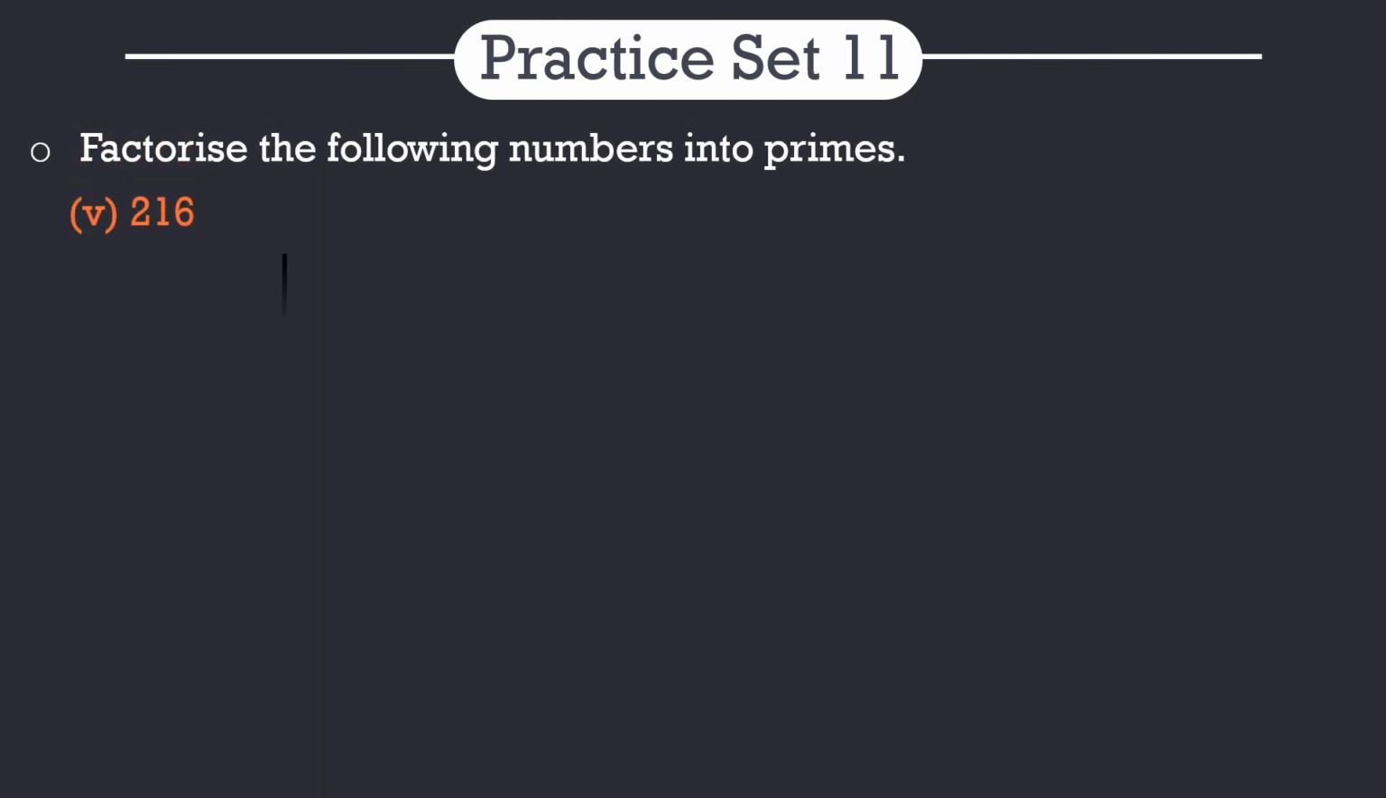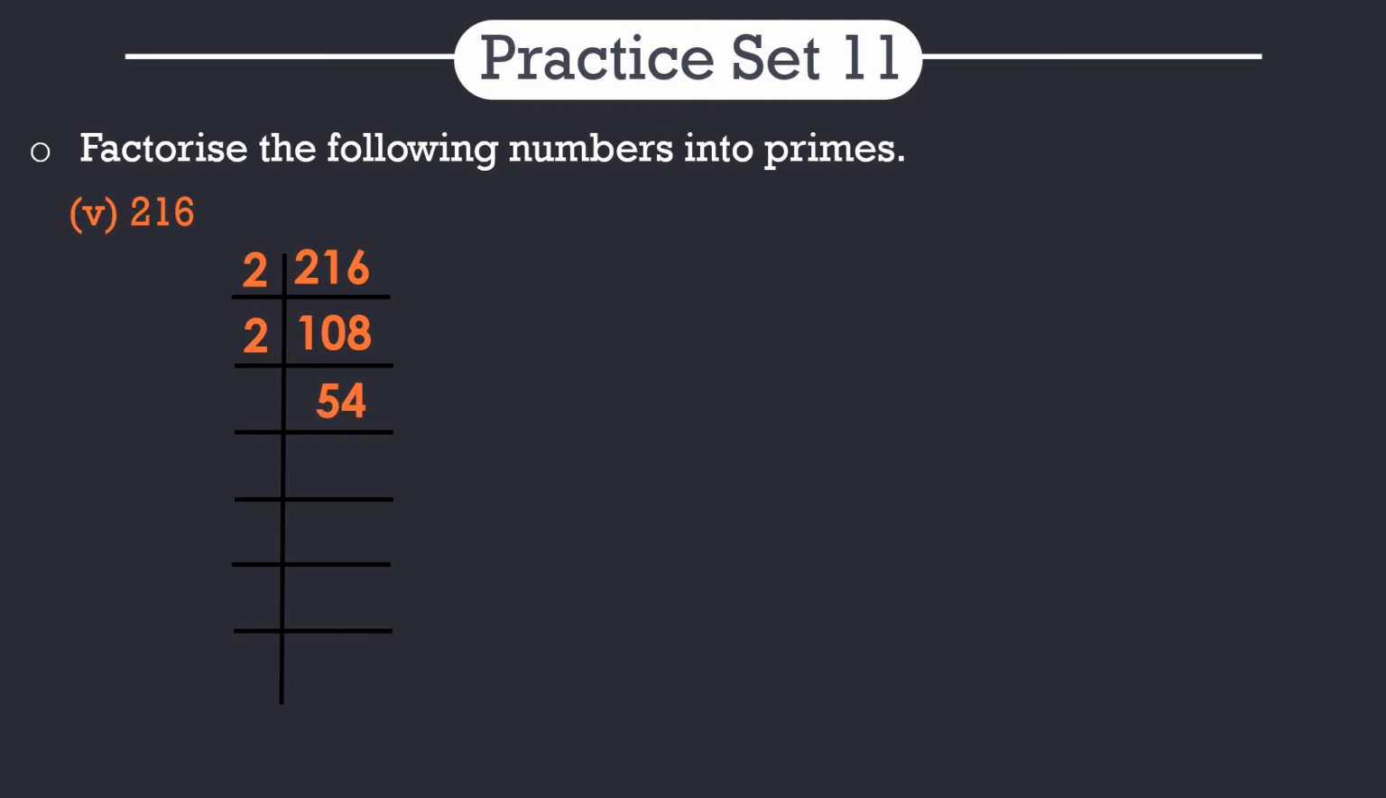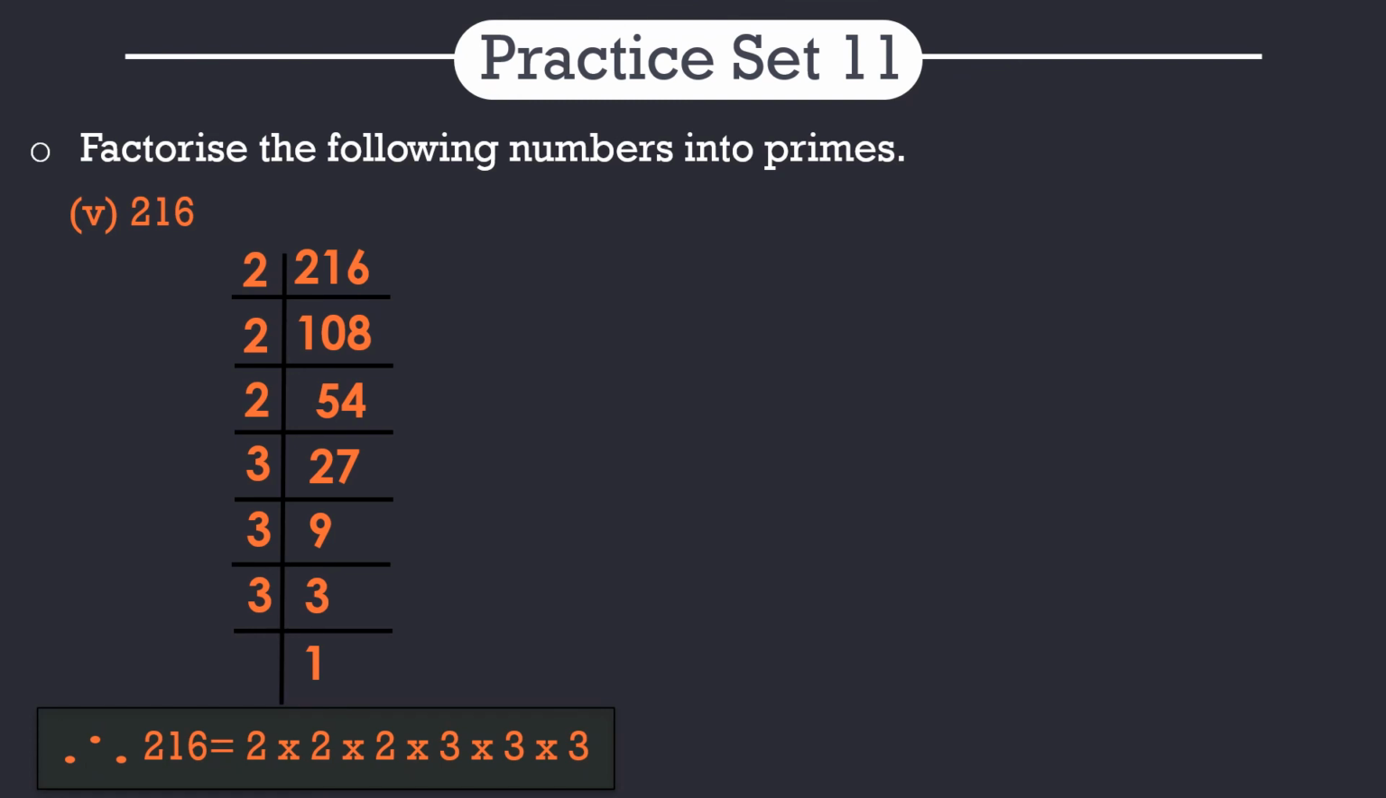Fifth, 216. Now, as you can see that 216 is also an even number. So, let's factorize by 2. 2 108s are 216. Then 2 54s are 108. 2 27s are 54. Now 27 is not divisible by 2, so it is divisible by 3. 3 9s are 27. 3 3s are 9. 3 1s are 3. Therefore, 216 factors are 2 into 2 into 2 into 3 into 3 into 3. That is 3 times 2 and 3 times 3.